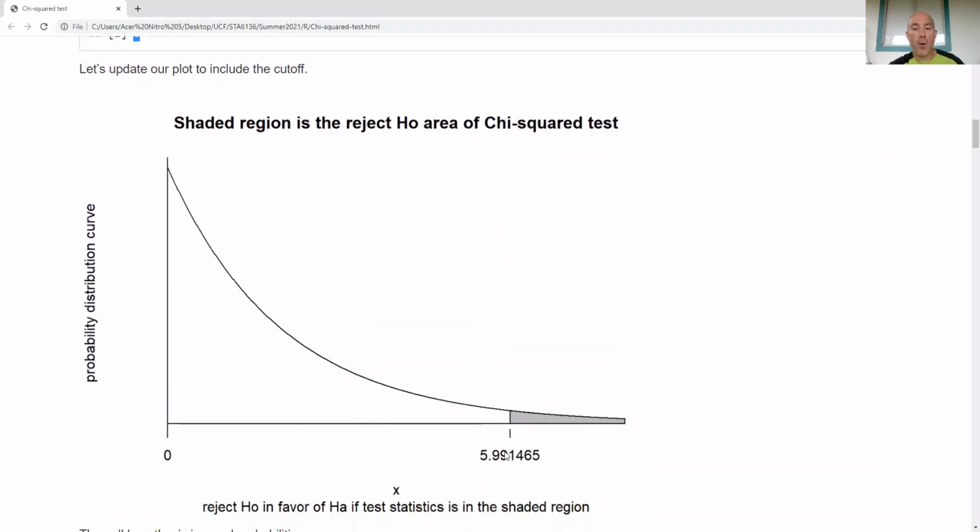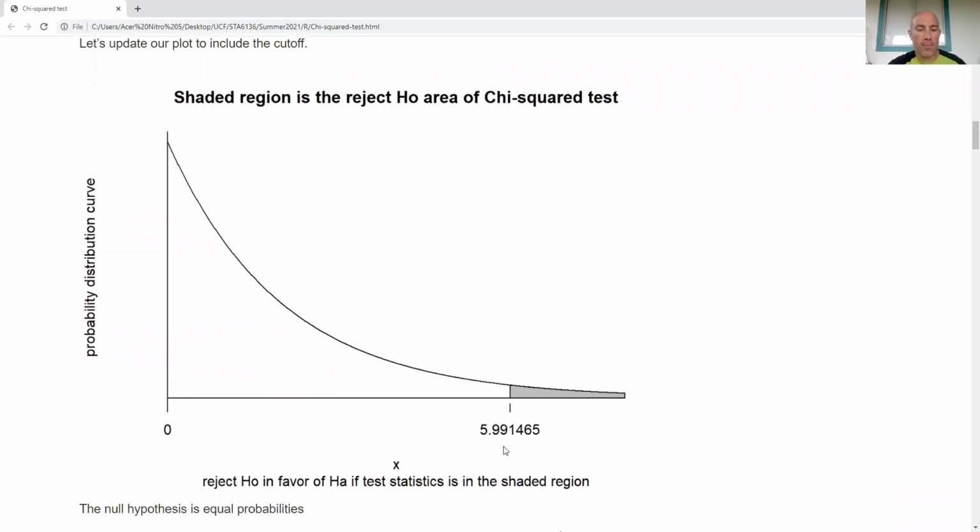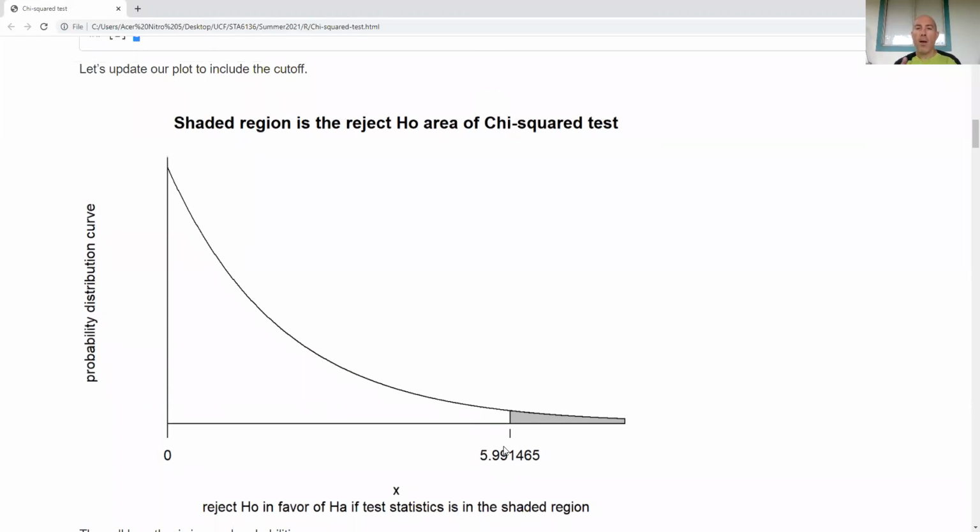All right, so now let's go ahead and slap down the cutoff. So the actual cutoff value is 5.991465 and a bunch of other digits. This is called 6. Okay, so now I have my distribution. I have my cutoff. What I need to figure out is, is my test statistic on the left of the cutoff or the right of the cutoff?